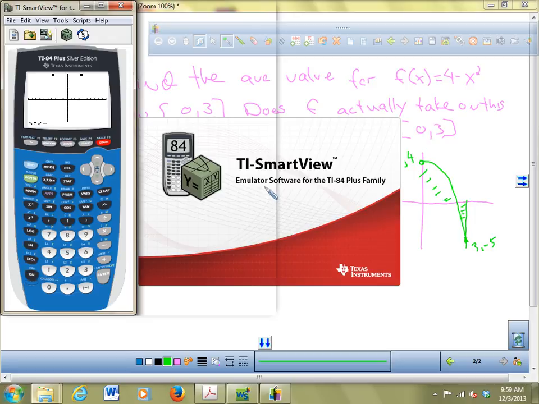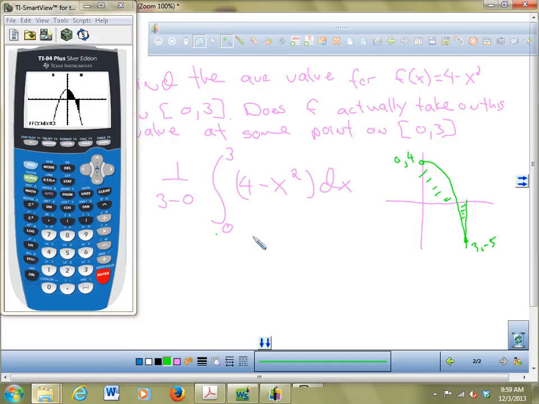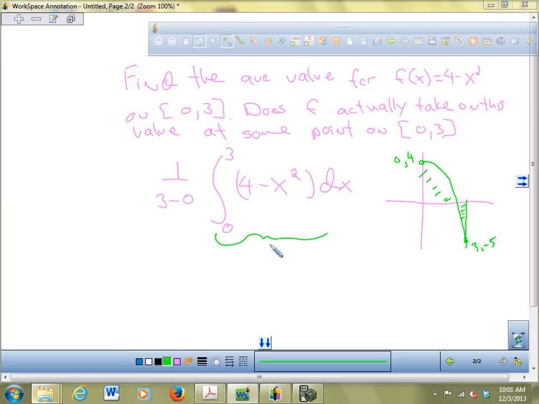And remember how you calculate the definite integral? You can go second calc and go to 7. And then you go to the lower bound, in this case 0, and then the upper bound, in this case 3. And I get that the value of that integral, the area between those two curves, where this is a positive amount and this is a negative amount, comes out to be 3. So the value of this, from here to here, is equal to 3.